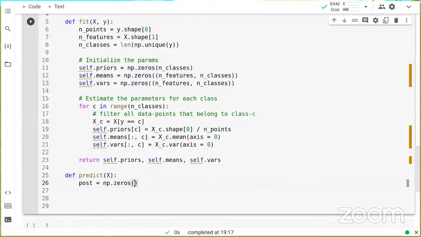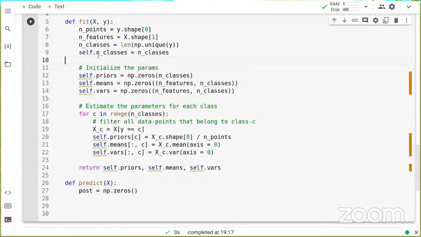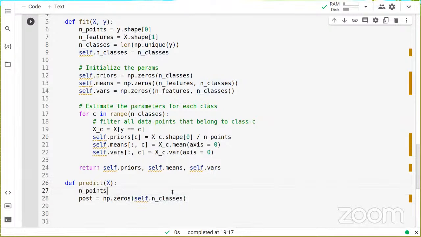Okay, so to make my life easier, I'll be using number of classes also. So I'll add that as a class variable. Number of samples will be x dot shape of 0 again.